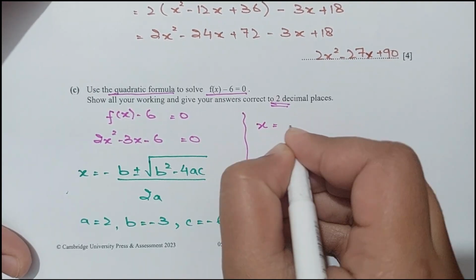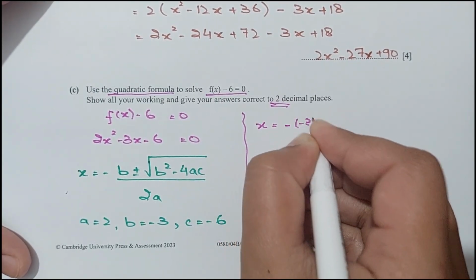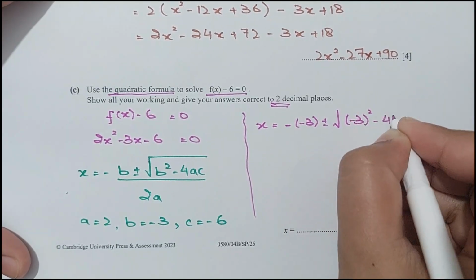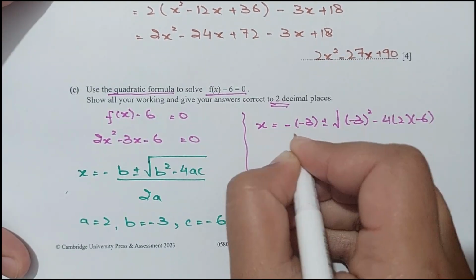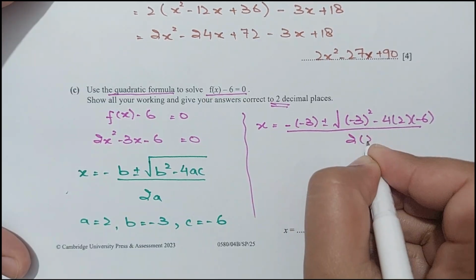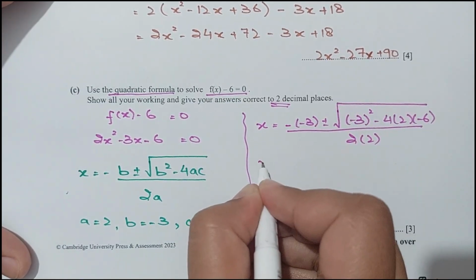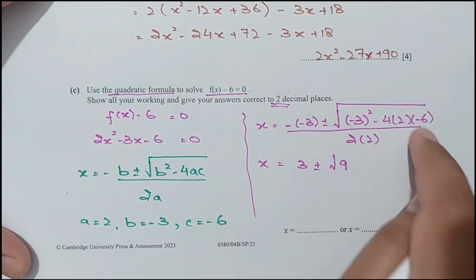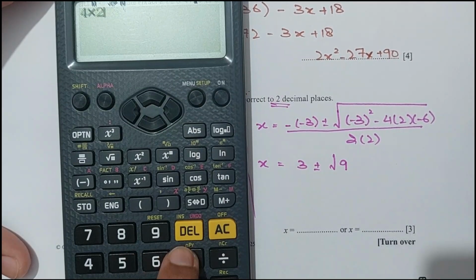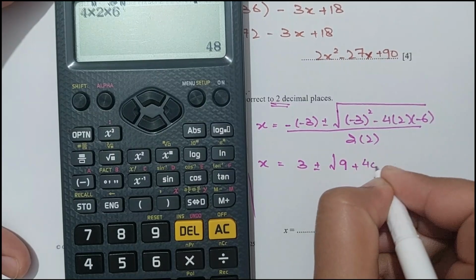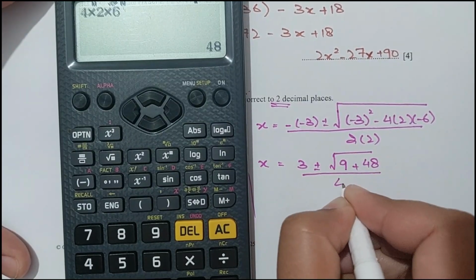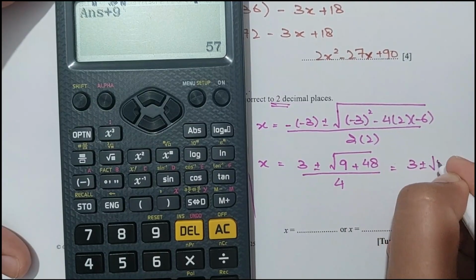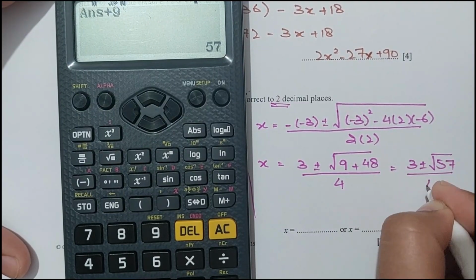So now x would be equal to negative of b plus minus square root of b square minus 4 times the a and the c, divided by 2 times a. Now x would be equal to 3 plus minus square root of 9. Minus times minus is plus. 4 into 2 into 6 would be 48, divided by 4. 48 add up 9, which is 57. So 3 plus minus root 57 over 4.